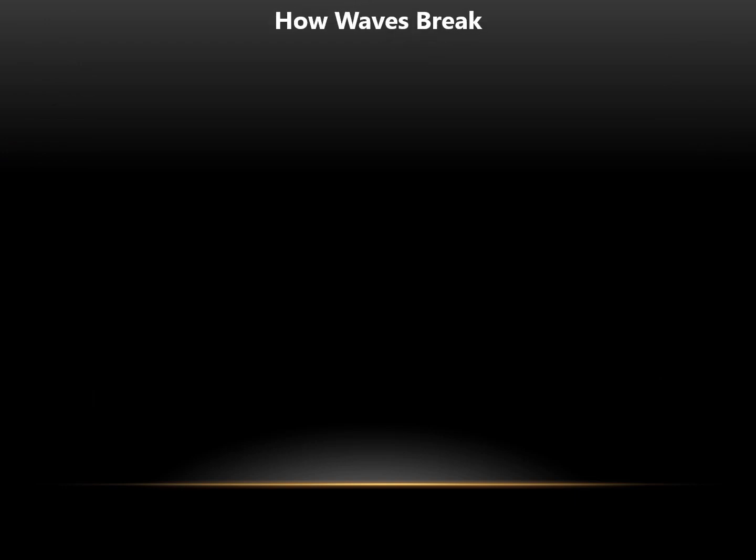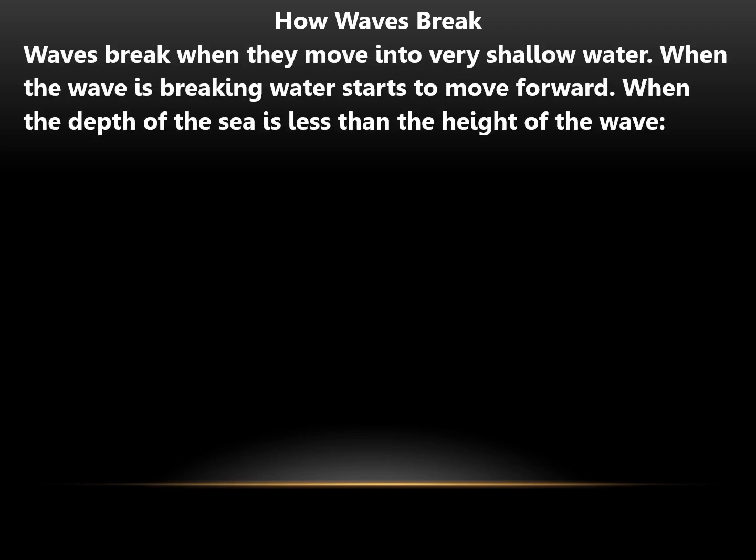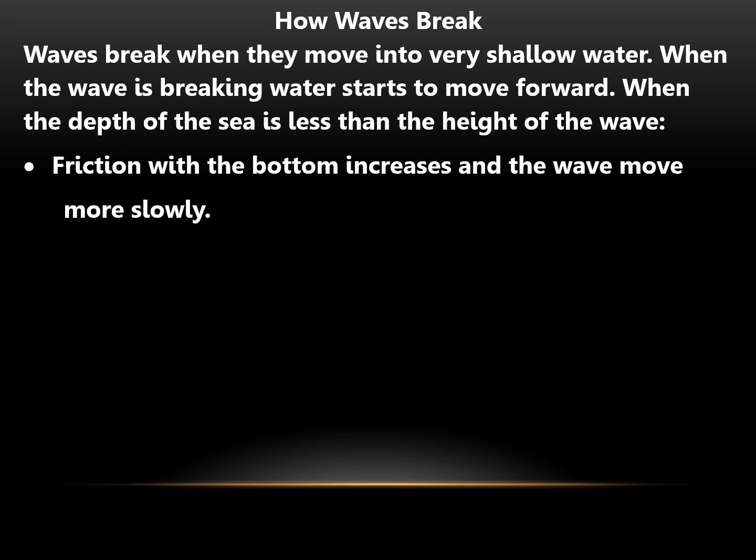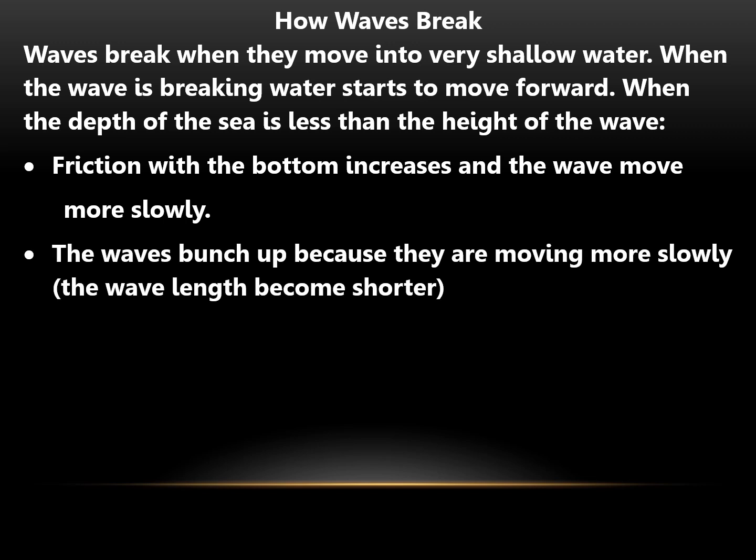So, as you heard, waves can break. So how do waves break? Well, waves break when they move onto very shallow water. When the wave is breaking, water starts to move forward. When the depth of the sea is less than the height of the wave, this is what happens. Friction with the bottom of the wave increases and the wave begins to move slowly. The waves bunch up because they are moving more slowly.